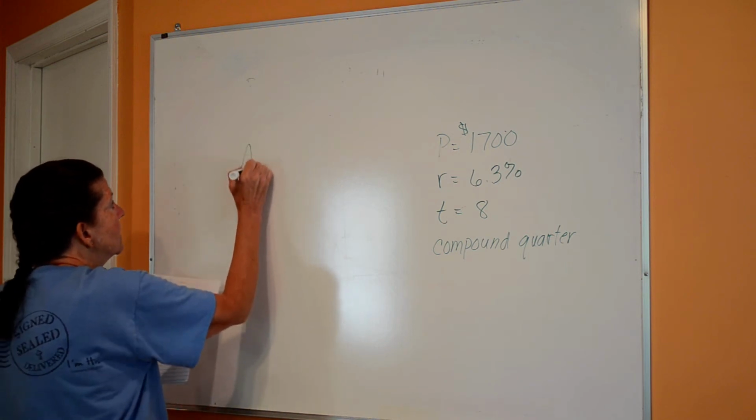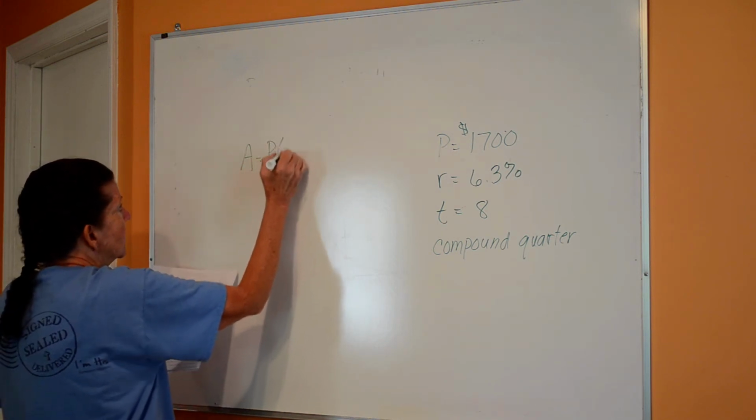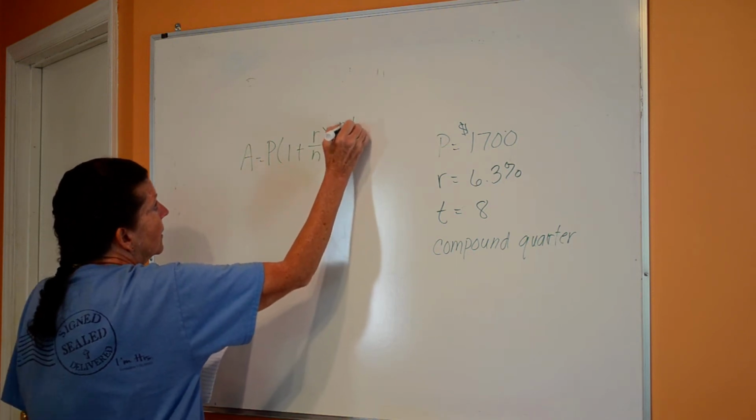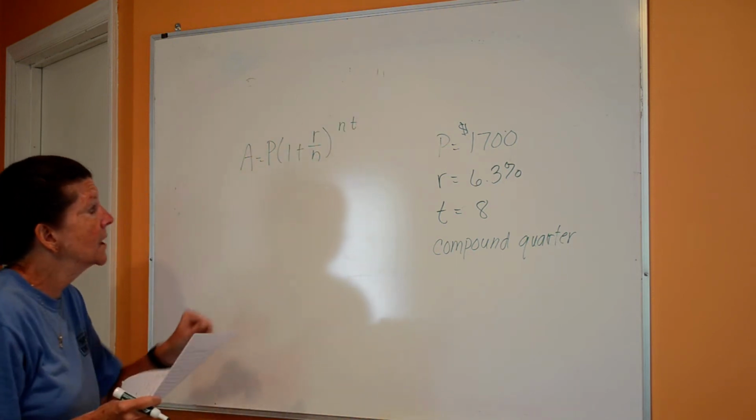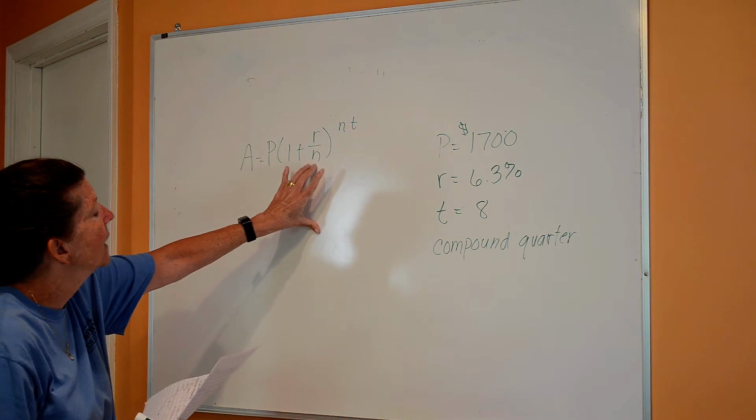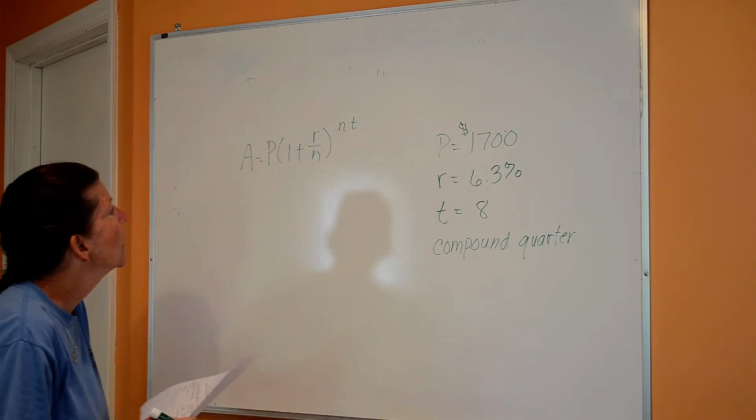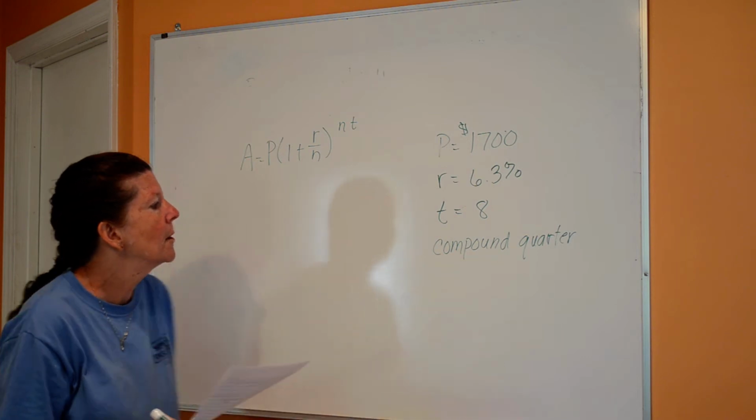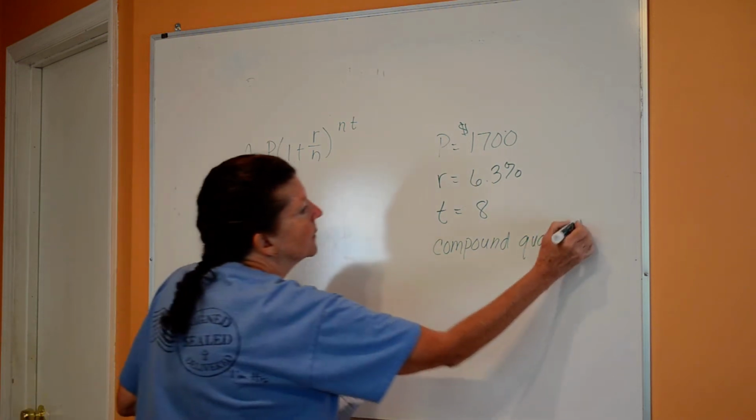But this is going to require me to use this formula. So make sure you know both. Actually, this one can be used continuously if your N is 365. But in this case, my N is going to be 4 because I'm compounding quarterly.